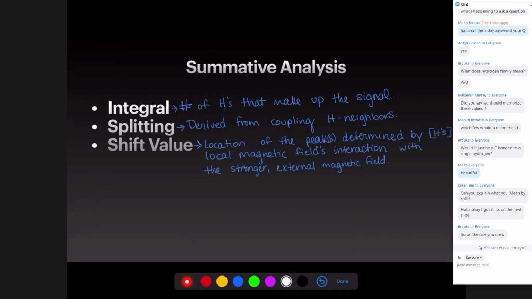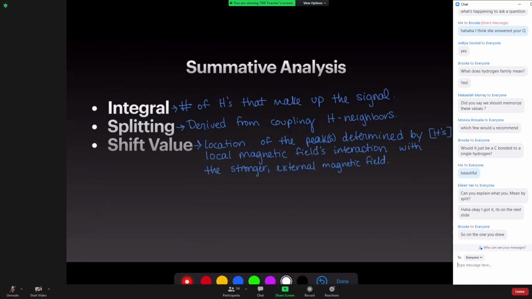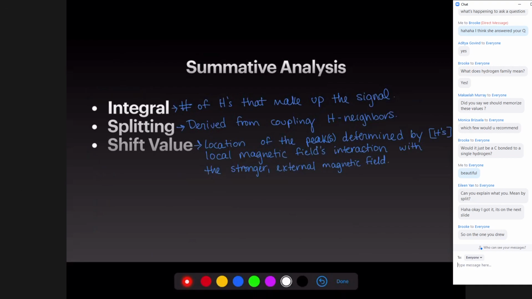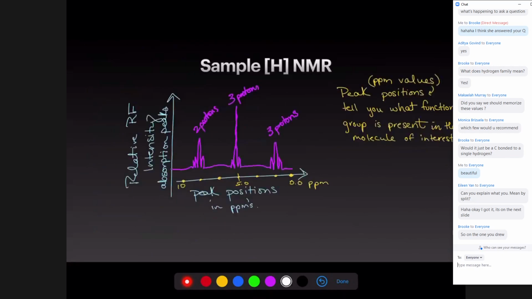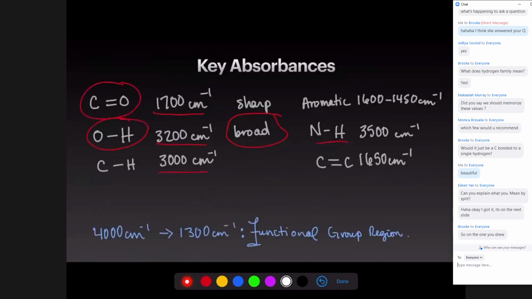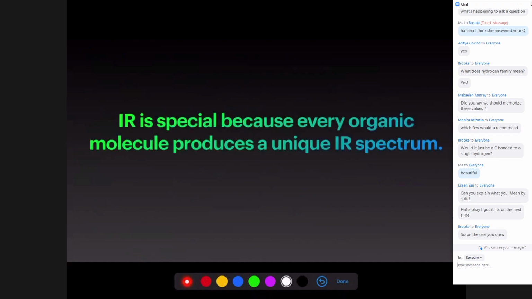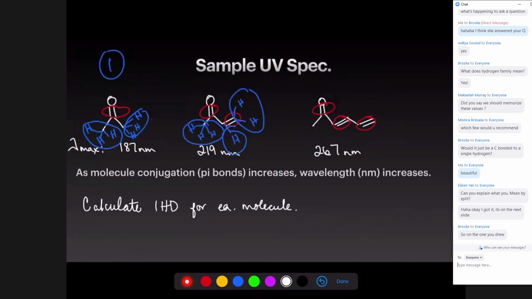The integral is the number of hydrogens that make up the signal. The splitting is derived from the coupling of hydrogen neighbors. On a molecule, like we said before, we're looking for hydrogen neighbors, which will give us our splitting patterns.